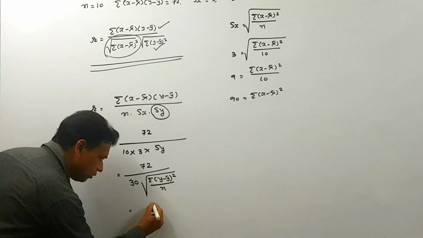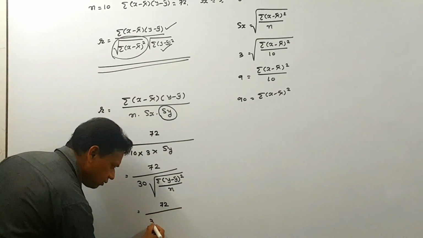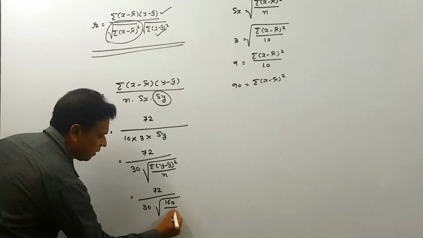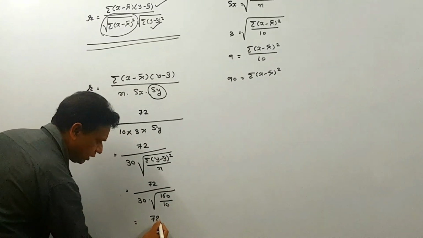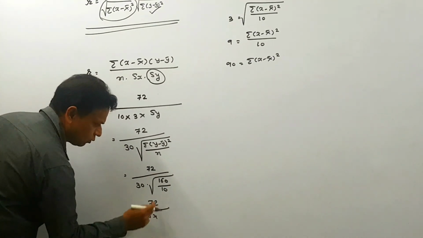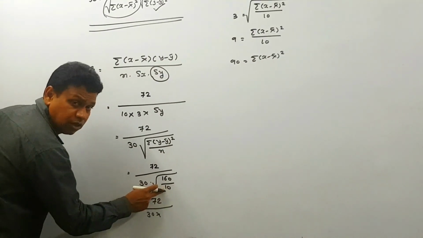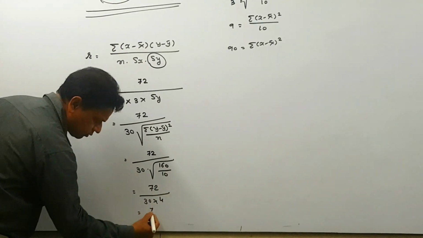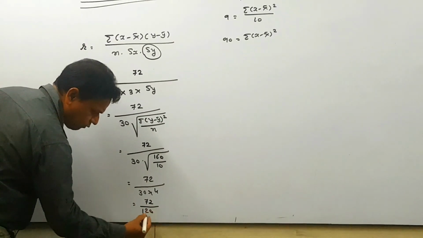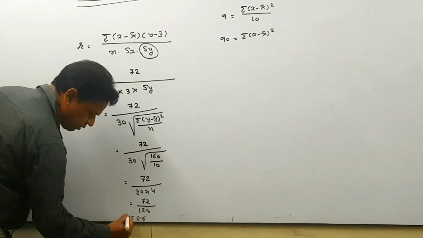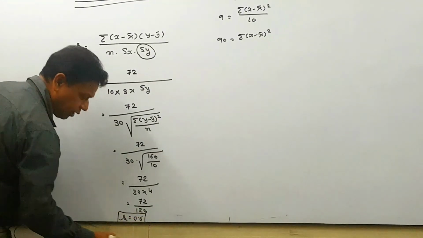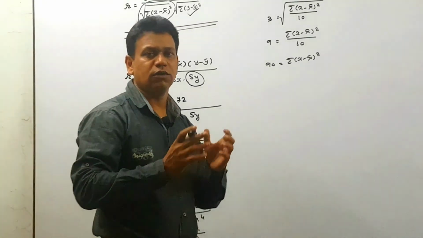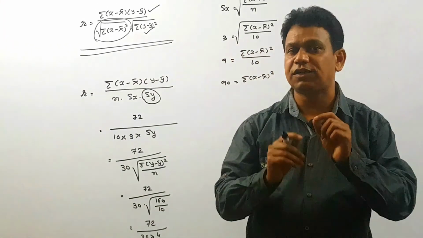Now 72 divided by 30 into the square root of 160 divided by 10. So 160 by 10 is 16, and the square root of 16 is 4. So now 72 divided by 120, our answer is 0.6. My dear friends, our answer is 0.6. That is how to solve such kinds of examples when they have given tricky information.